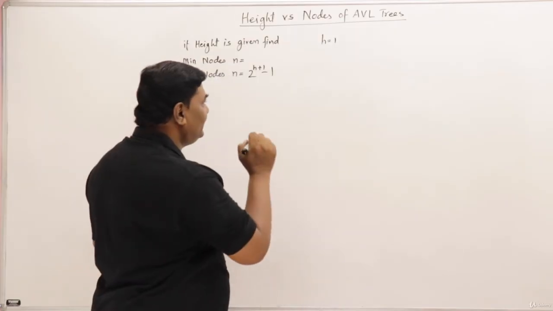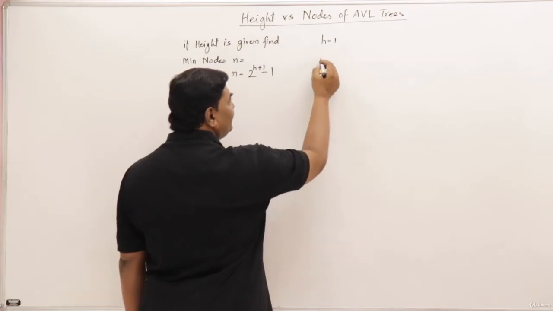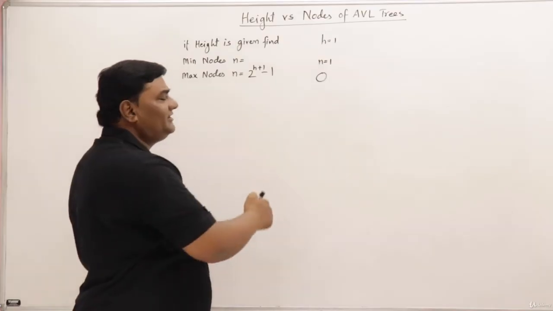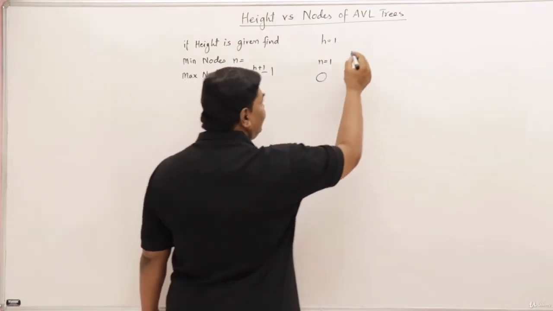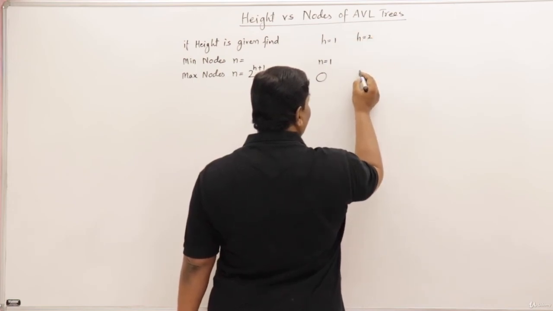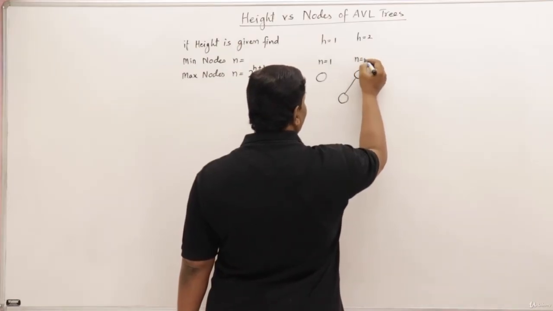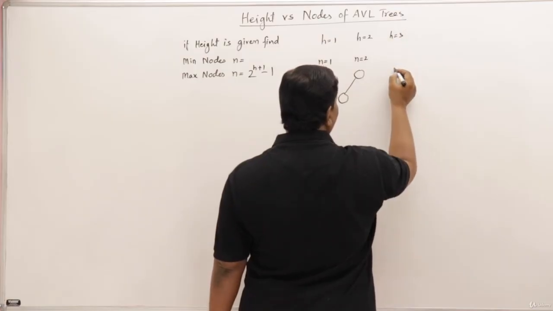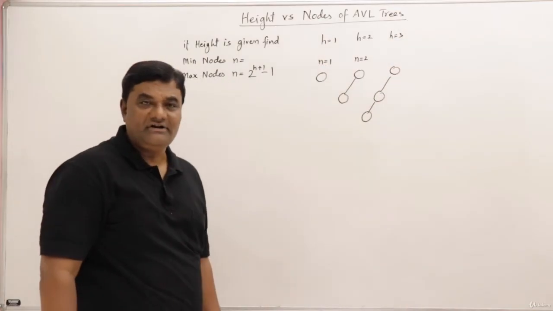So if height is 1, then just one node. I'm not labeling, I'm not putting any values. So how many nodes required? Minimum 1 only. Maximum also 1, minimum also 1. Height is not 0, height is starting from 1. The next, if height is 2, then minimum how many nodes required? 2 nodes. If height is 3, then the minimum how many nodes? 3 nodes required.